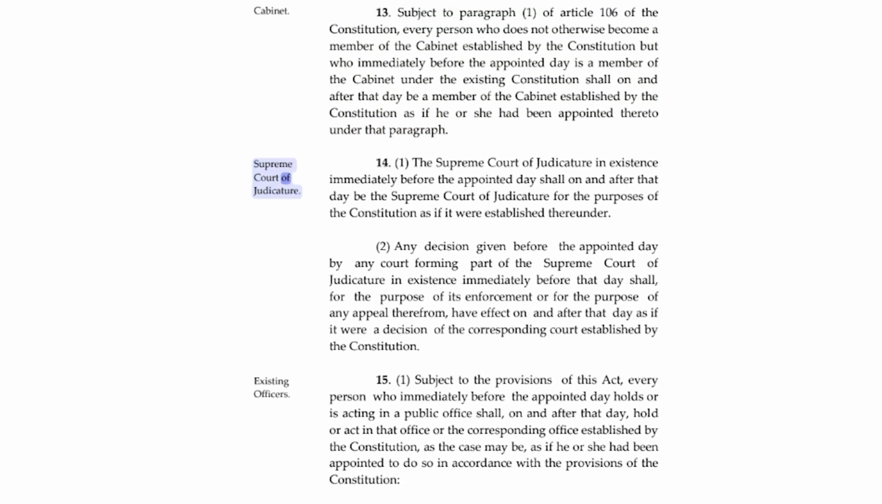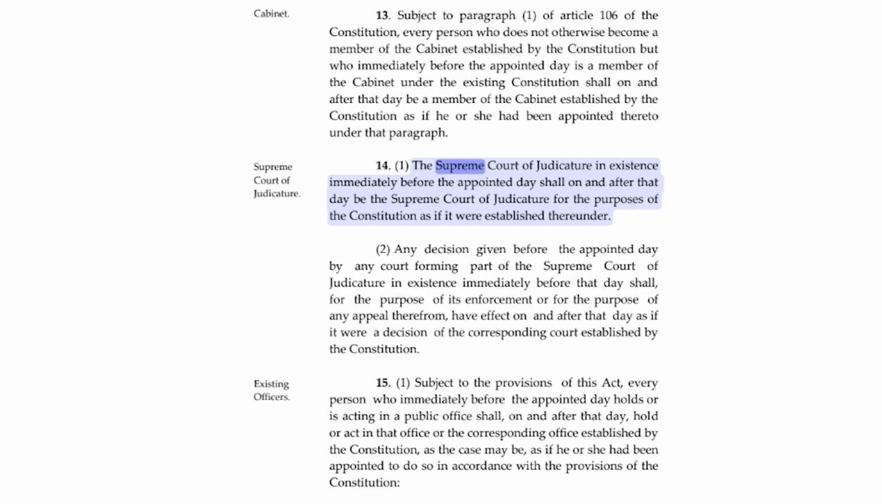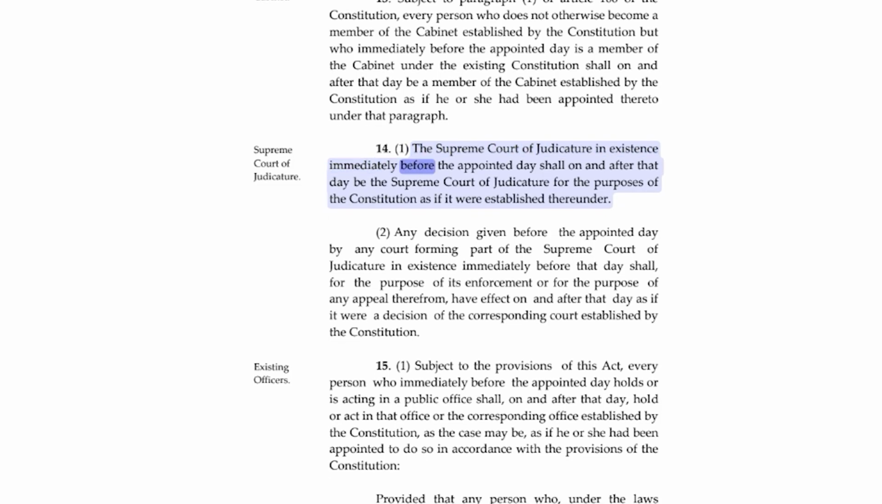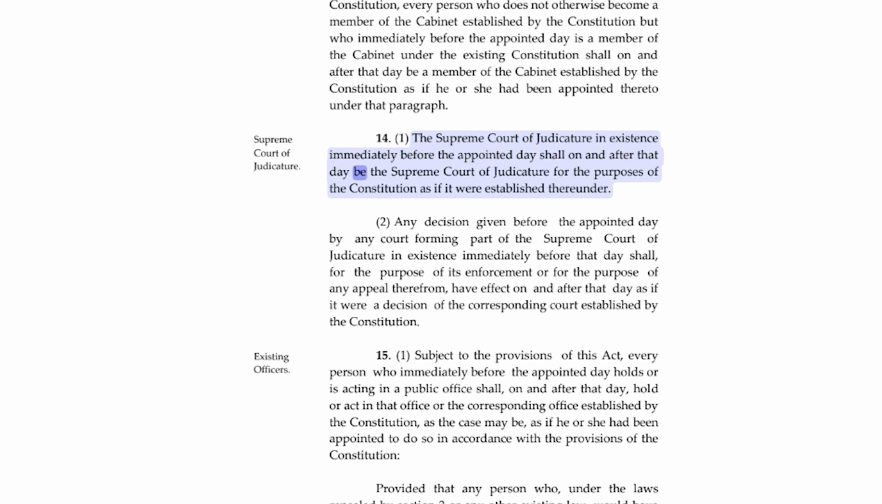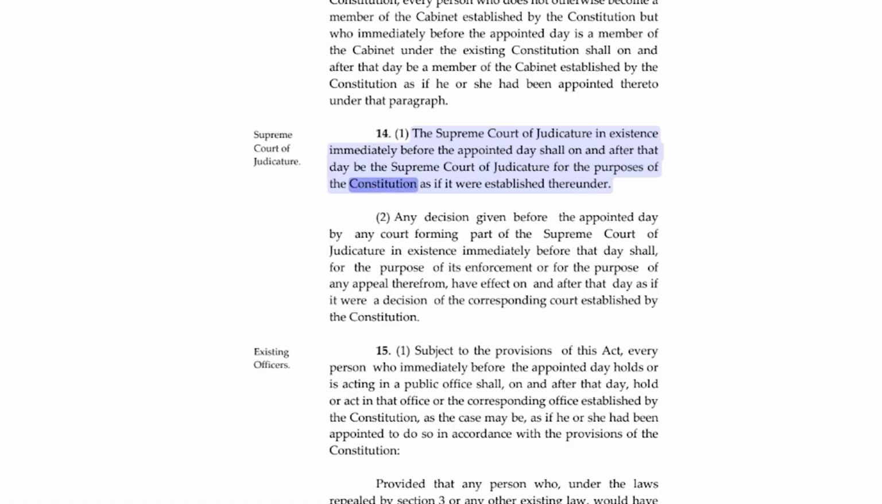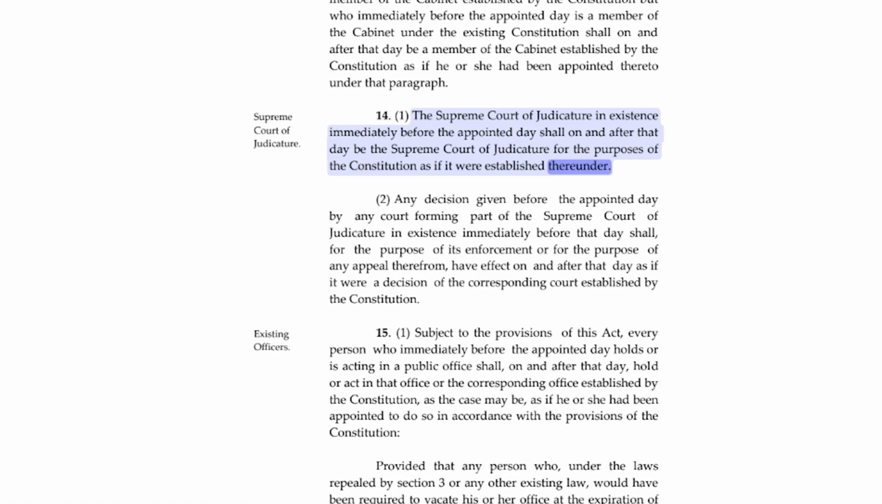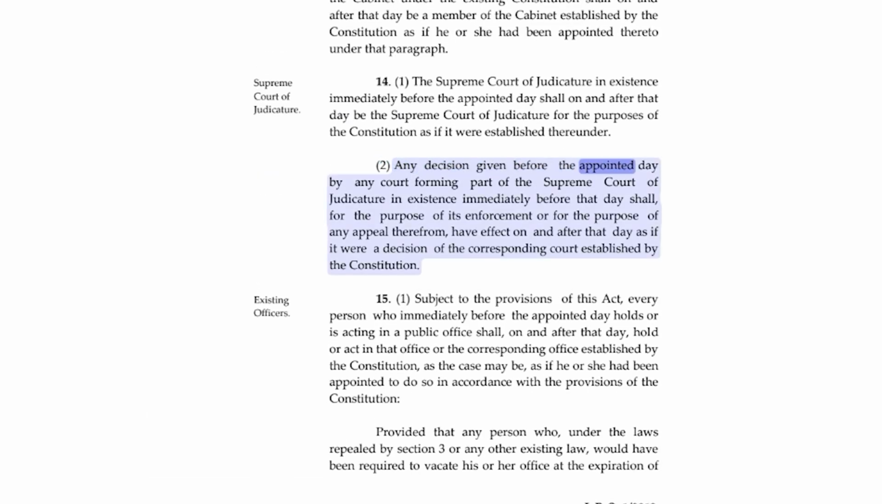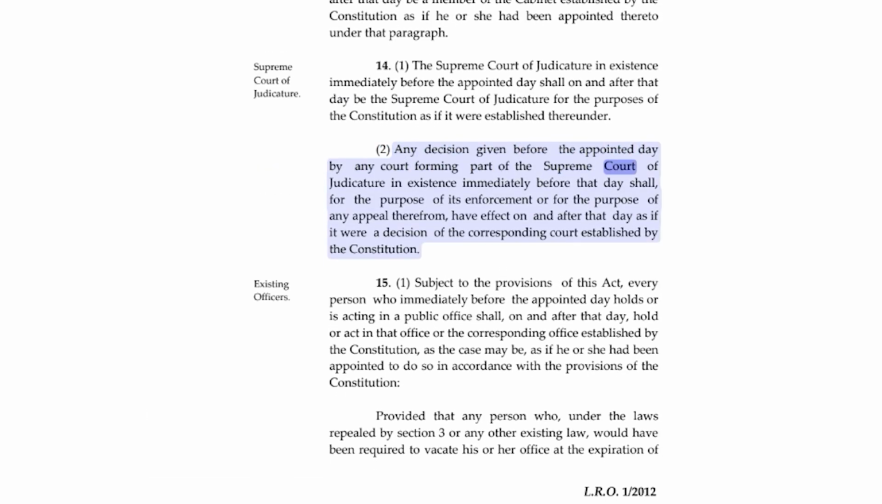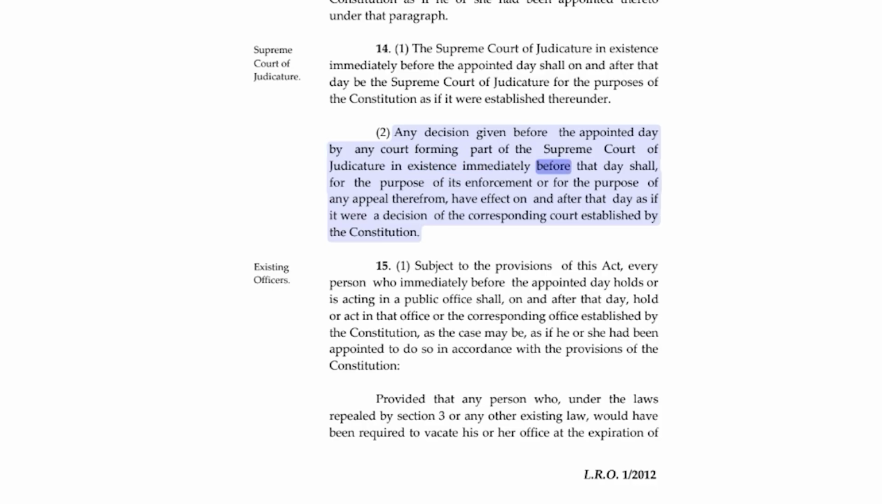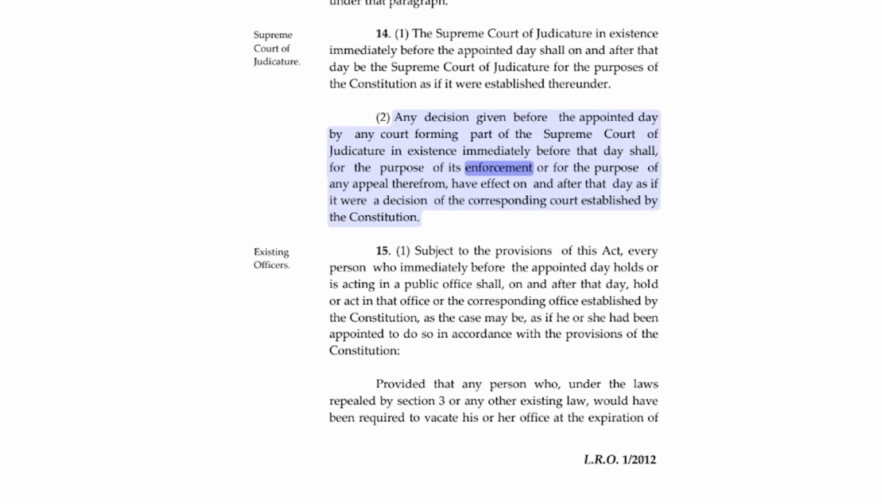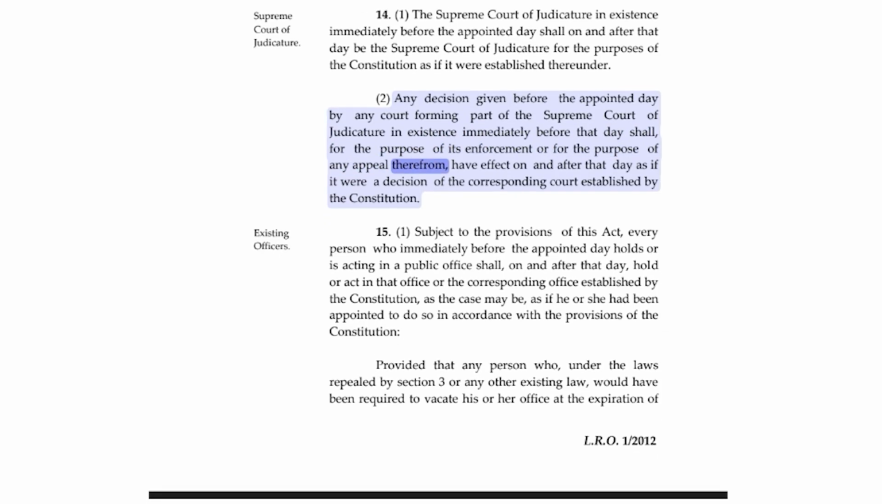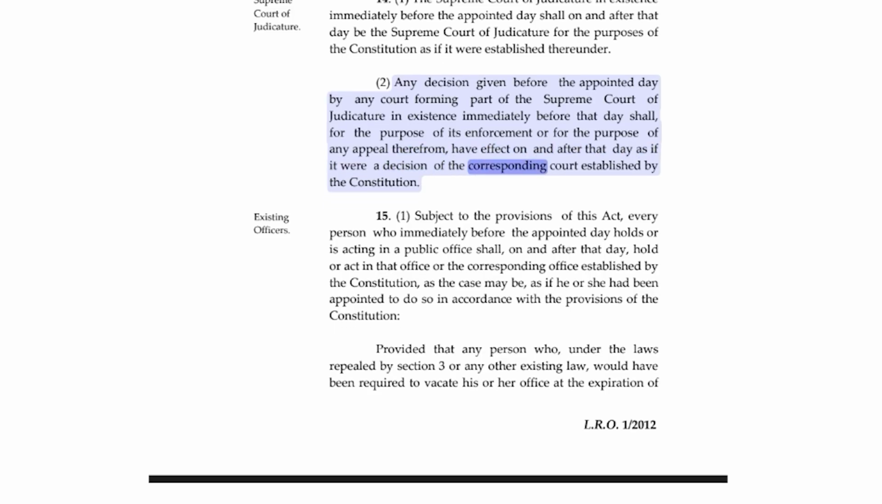Supreme Court of Judicature. 14. 1. The Supreme Court of Judicature in existence immediately before the appointed day shall on and after that day be the Supreme Court of Judicature for the purposes of the Constitution as if it were established thereunder. 2. Any decision given before the appointed day by any court forming part of the Supreme Court of Judicature in existence immediately before that day shall, for the purpose of its enforcement or for the purpose of any appeal therefrom, have effect on and after that day, as if it were a decision of the corresponding court established by the Constitution.